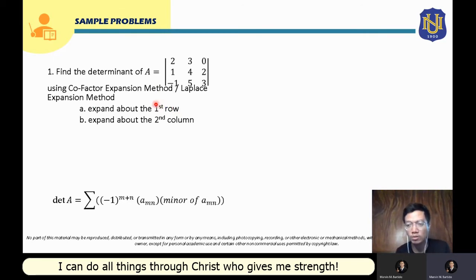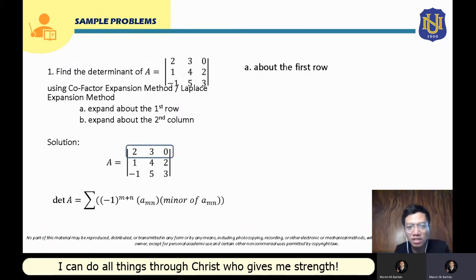So meaning to say this will be our chosen row. For letter A, we are asked to solve this 3 by 3 matrix using the cofactor expansion method, using the first row. So we will expand this matrix about the first row. This will be our first row. And we are going to use this formula in solving for the determinant of this 3 by 3 matrix. Again, this is a summation of the cofactor of each element in the chosen row times the element itself. So let's start solving this.